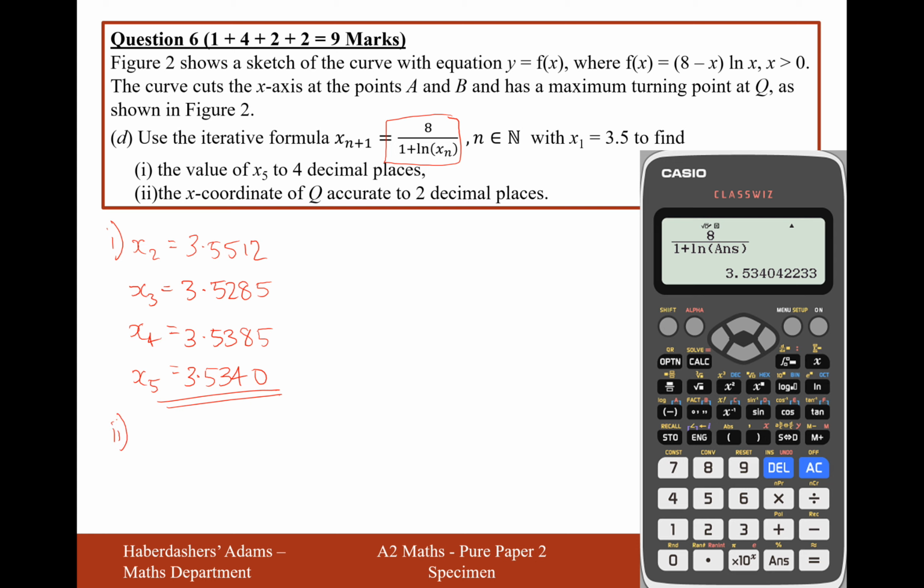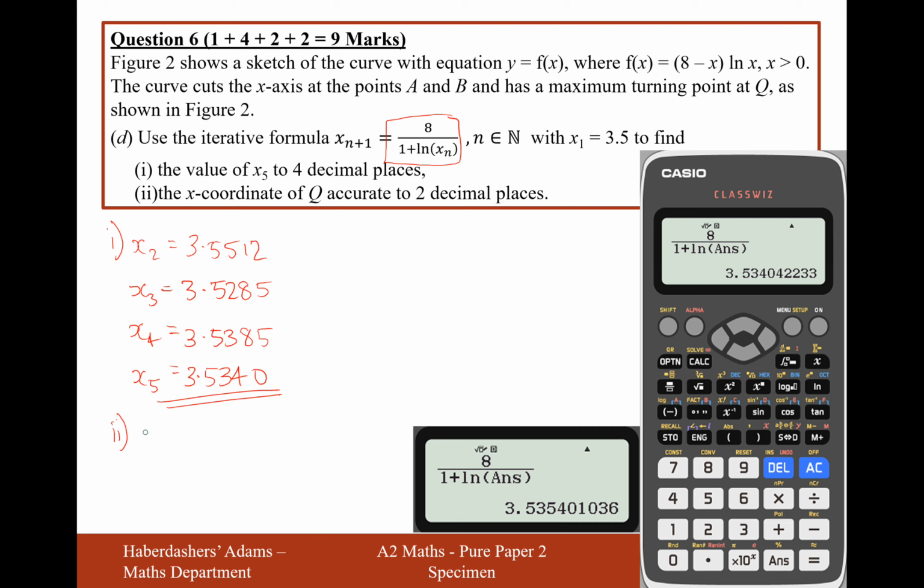D part II, the coordinate of Q accurate to 2 decimal places. Well, what you need to now do is just keep on pressing the equals button a bunch of times until the number that's appearing on your calculator doesn't change anymore, and you will end up with this value down here. xQ, we'll call it, is equal to 3.5354. We'll write it out to 2 decimal places, which is 3.54. So there we are, that's the answer to D part II.